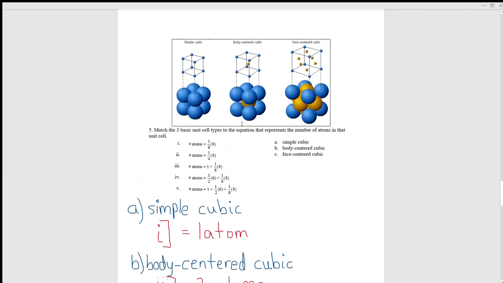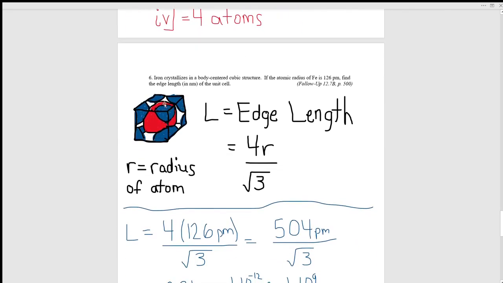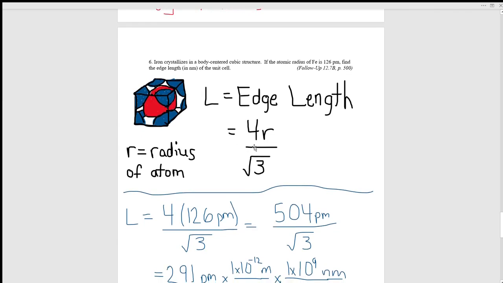Moving on now to question number 6. Iron crystallizes in a body-centered cubic structure. If the atomic radius of iron is 126 picometers, find the edge length in nanometers of the unit cell. So you can see here that I've drawn a body-centered cubic structure, so that way I wouldn't have to be scrolling up, so that way you can see what it looks like without me constantly scrolling. So hopefully this crude drawing gives you a rough idea of what we are dealing with.